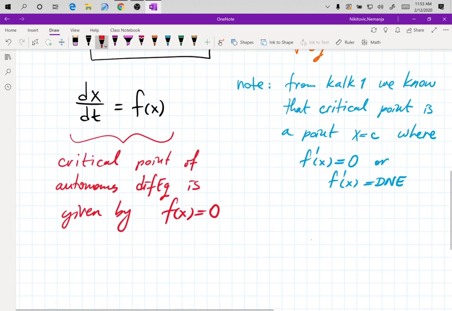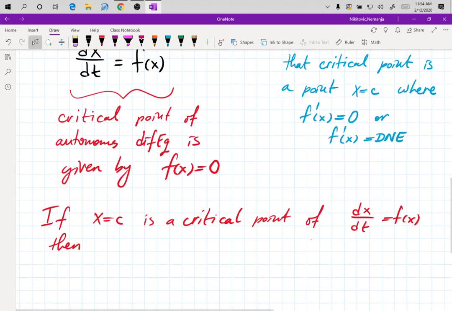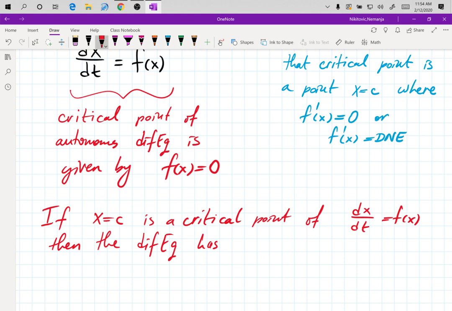So, further, if x equals c is a critical point of dx/dt equals f of x, then the differential equation has the constant solution.